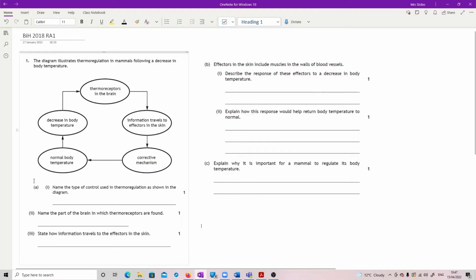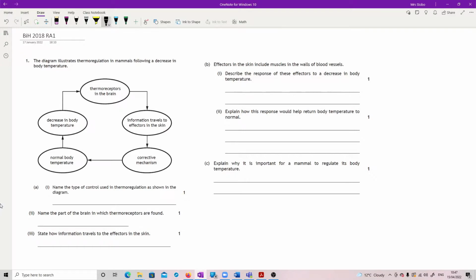2018, this is a restricted answer, question 1. The diagram illustrates thermoregulation in mammals following a decrease in body temperature. So we have, this is going to be important. The fact it says decrease means that we're going to talk about decrease, okay? So we've got our normal body temperature here.